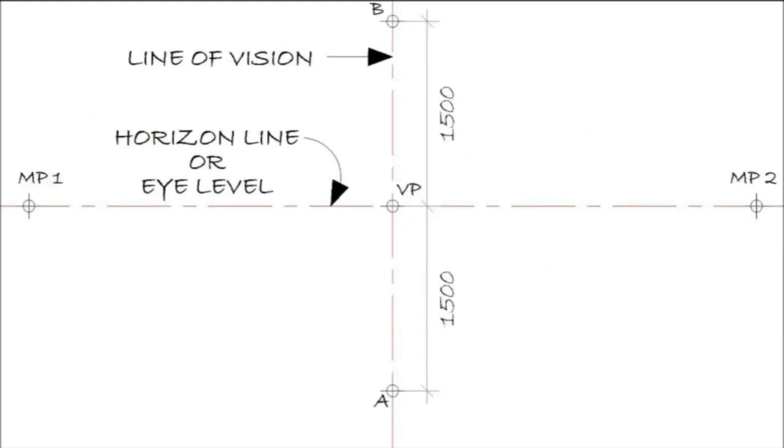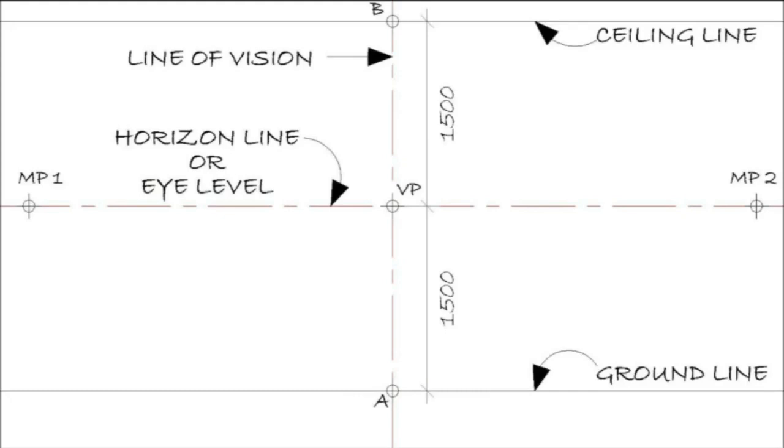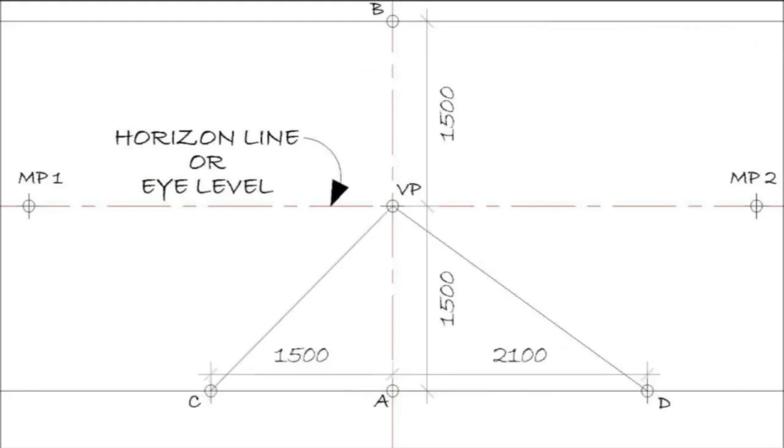Now we set up the height of the room on the line of vision. So we are taking it as 3000 mm. So we take 1500 mm below the horizon line as the eye level and 1500 mm above the horizon line. Draw out horizontal lines from these two points A and B to get the ground line and the ceiling line. Mark out points C and D at a distance of 1500 and 2100 mm from point A to mark out the corners of the room as shown in the plan. Then join C and D to the vanishing point.